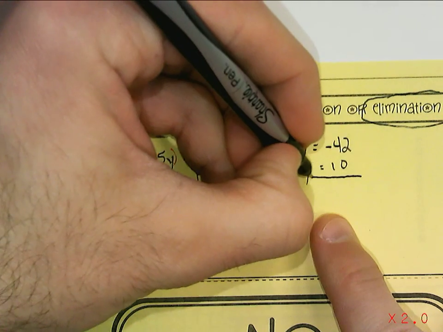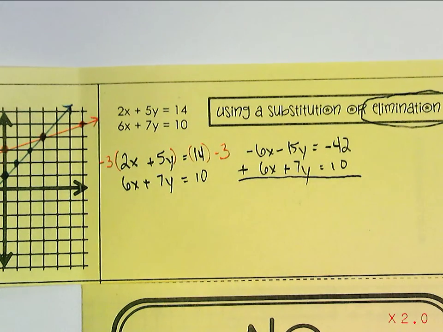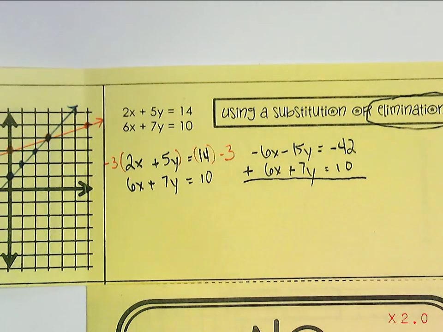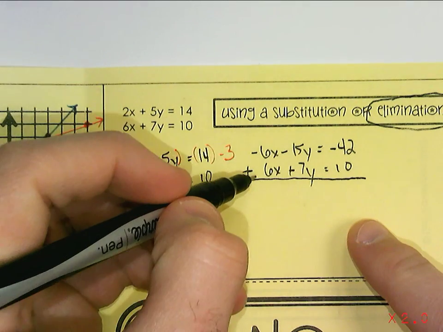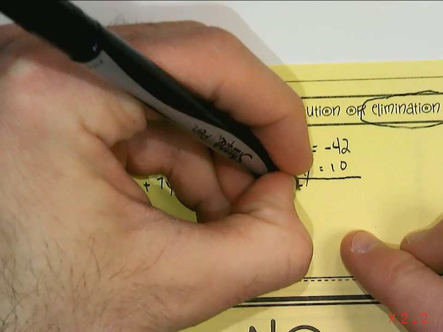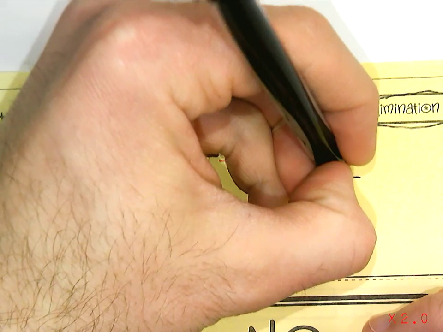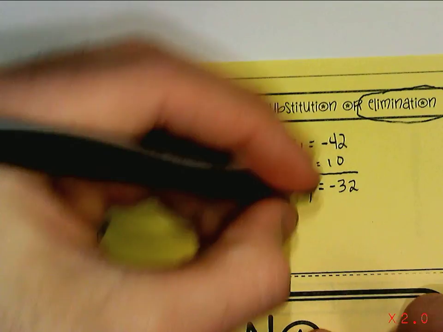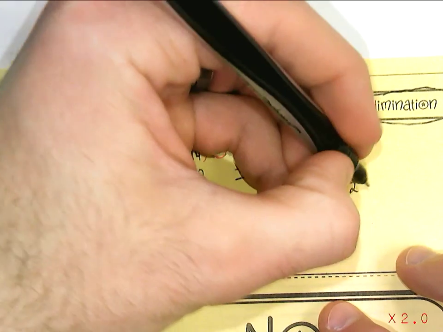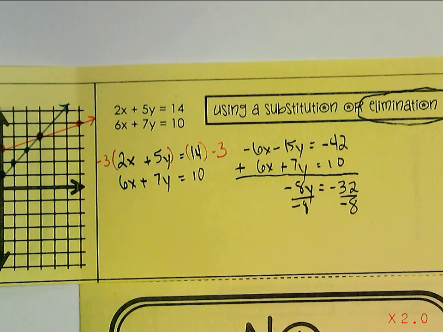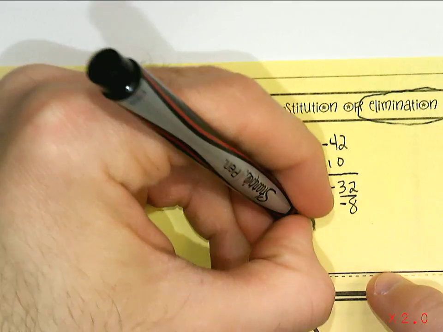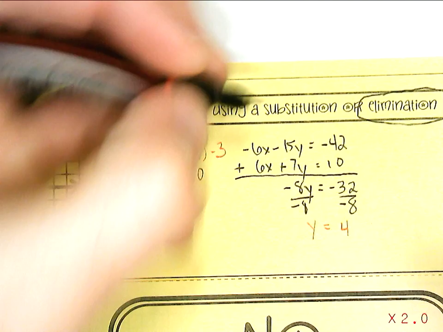And now it looks like we can use addition in order to eliminate. So negative 6 plus 6 is 0. Not even going to write that down. And then we would have negative 15 plus 7, which would give me negative 8y. And that's going to be equal to negative 42 plus 10, which is negative 32. So we're going to solve for y here. Divided by negative 8, divided by negative 8, which would give us a positive 4. So we got 1/2 of our solution, y equals 4.